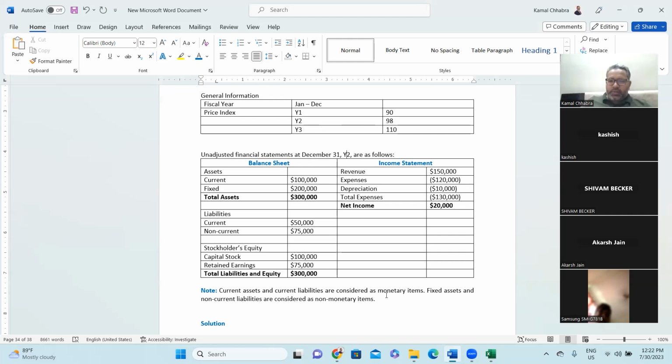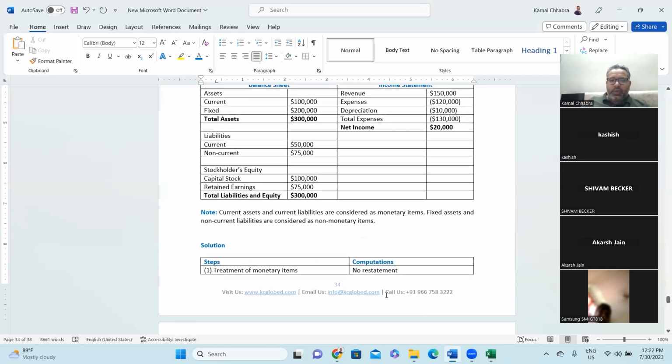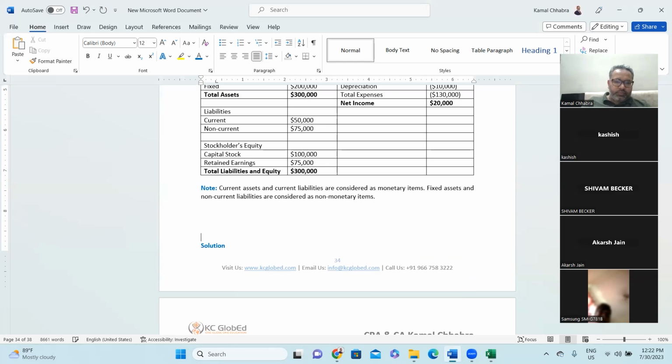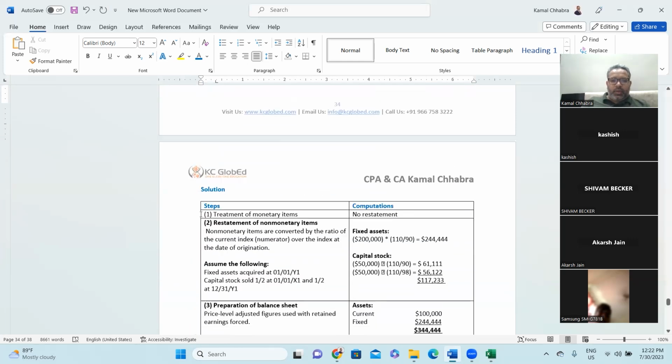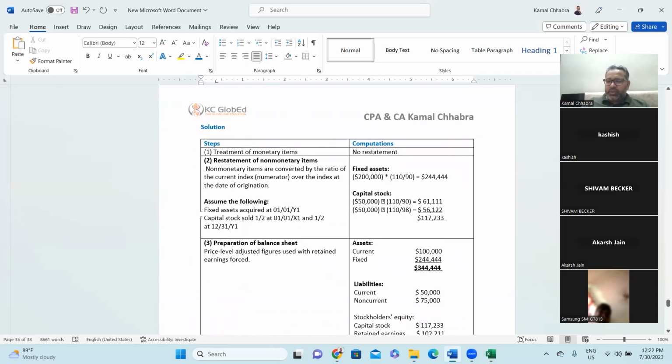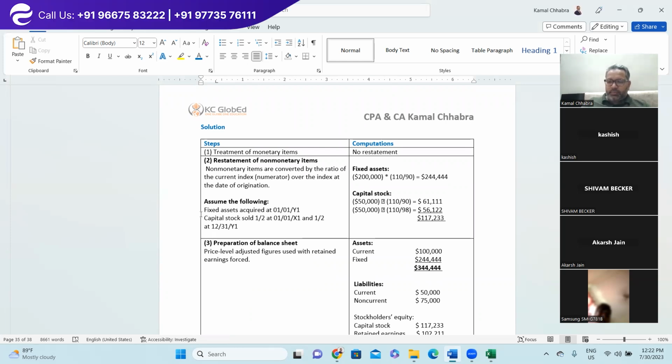So far, so good. Has everyone understood the question side? Now coming to the solution part. In the solution part, for the treatment of monetary items, no restatement is required because they are in actual cash position. Kashish, Shivam, Ayush? Yes, sir.